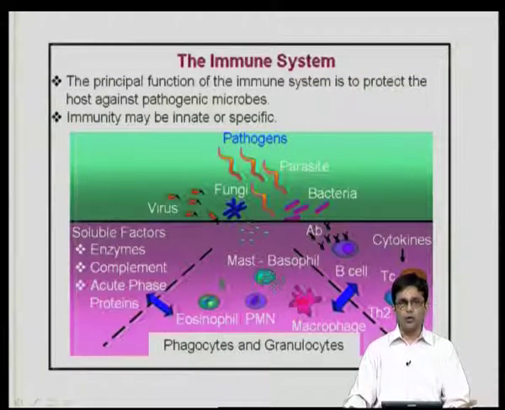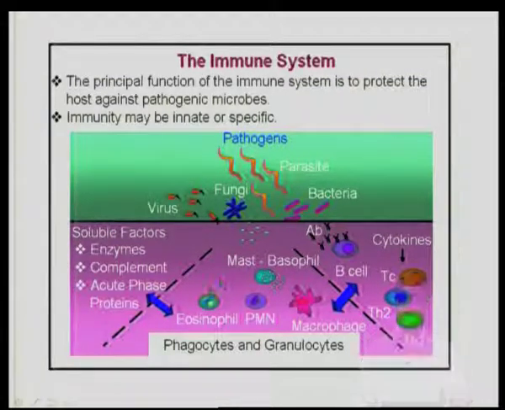You have different soluble factors, you have enzymes, the complement, the acute phase proteins that are made in the liver, and you have different kinds of cells that are important. You have the neutrophils, the eosinophils, the basophils, the macrophages, and then you also have the cells of the adaptive immune response, which are your B cells and T cells, and there you have the cytotoxic T cells and the different types of helper cells. These make cytokines, and they try to get a better host response.